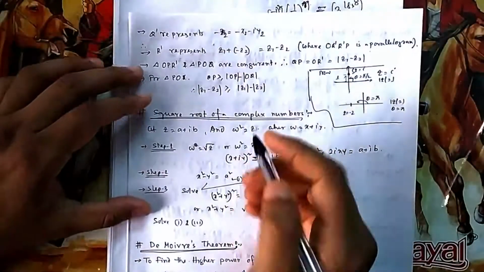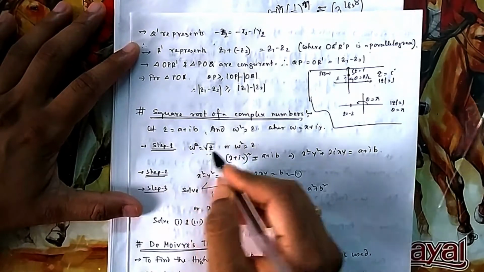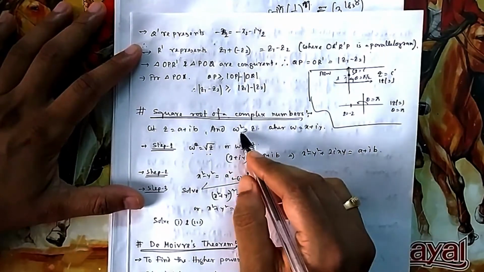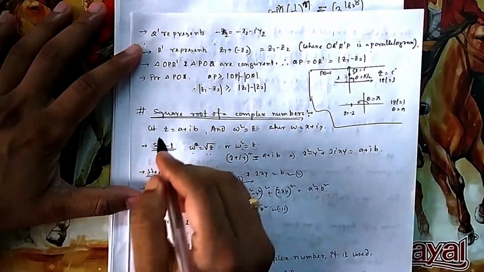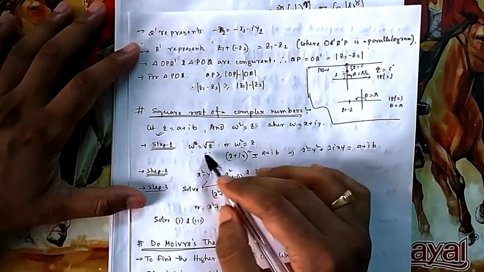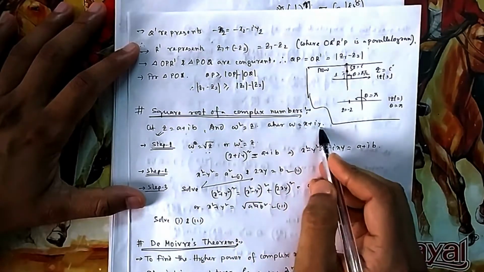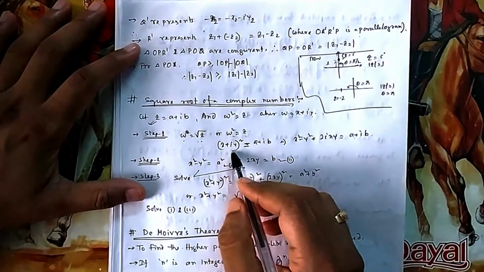Now suppose you need to find the square root of z. So let me take w equal to the square root of z, and w squared equal to z. So w is also a complex number, which is x plus iy. z is given to you. You need to find the square root of this one. So I have taken w, which is the square root of this, so w squared is equal to this. w is equal to x plus iy. So you put it there.